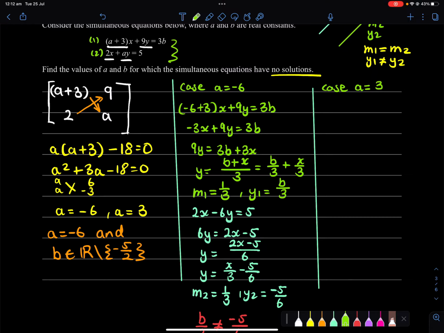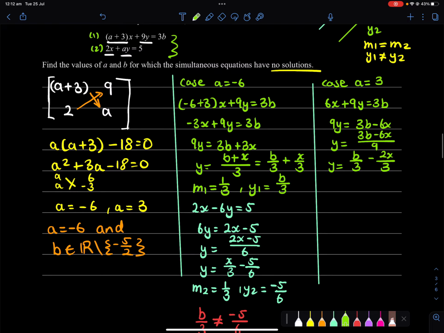So that will be 6x for the first equation plus 9y equals 3b. 9y equals 3b minus 6x. y equals (3b minus 6x) over 9. So that'll be b on 3 here, and here will be minus 2x over 3, if I'm not mistaken. Is that true?